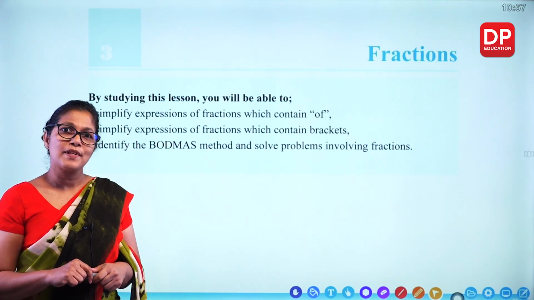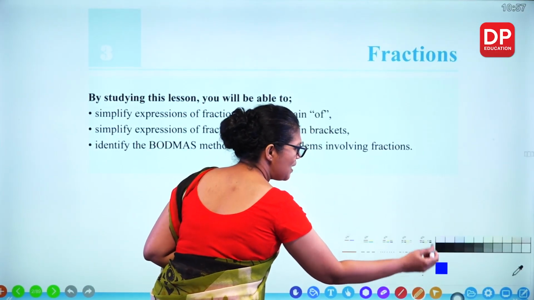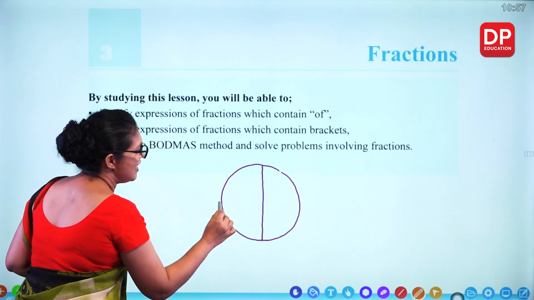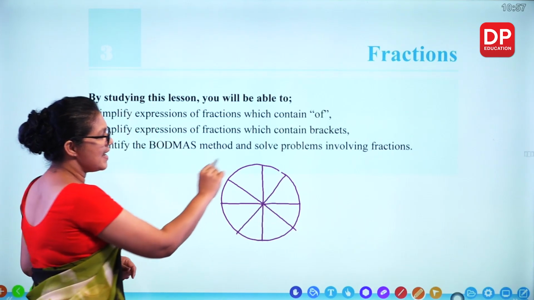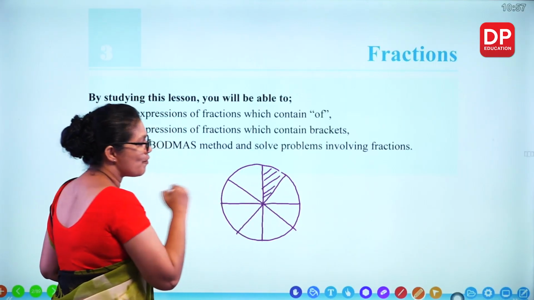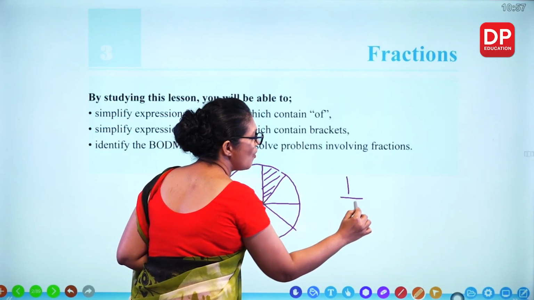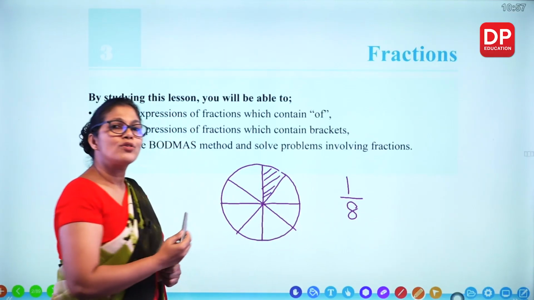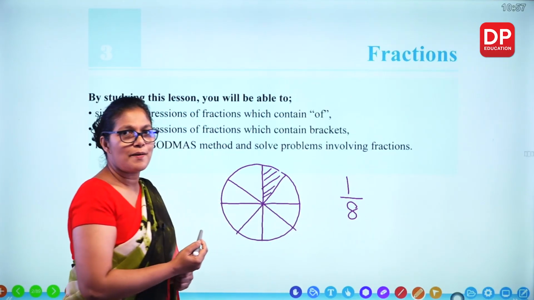Take a pizza. When you buy a pizza, how many parts are there? Equally divided into 8 parts. So you get a pizza like this. If you take one part out of this, we can write this as 1 over 8. One part out of 8 parts. So this is a fraction.